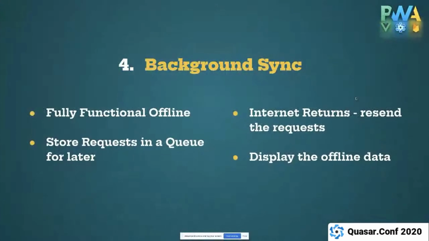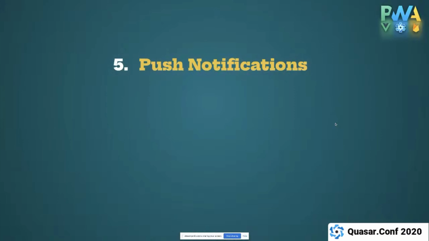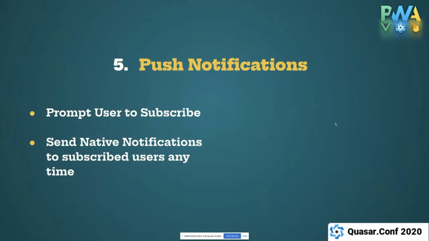Okay, so the final thing I want to talk about is push notifications. We need to prompt the user to subscribe to push notifications in some way, and again, we can do that any way we want. We can use a banner or a pop-up or whatever. Once they've subscribed, we can create a subscription for them, and once they have a subscription, we can send native notifications to our subscribed users anytime we like.